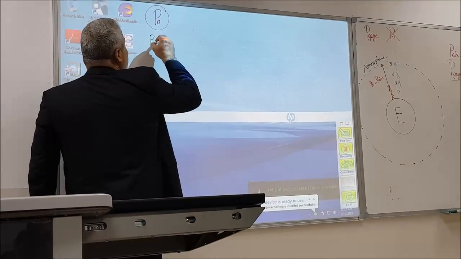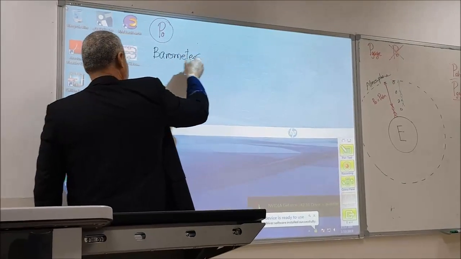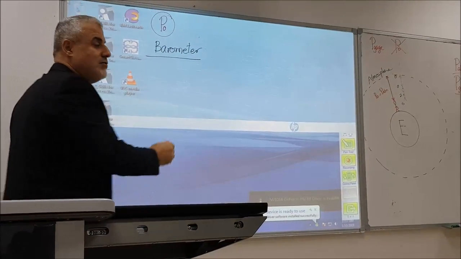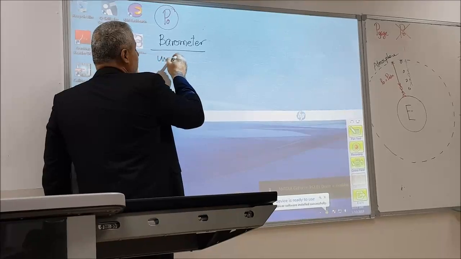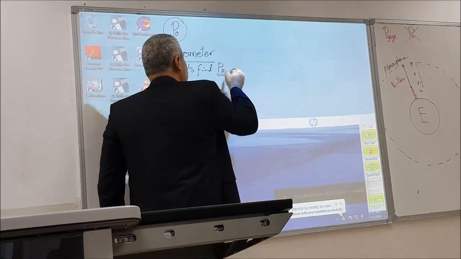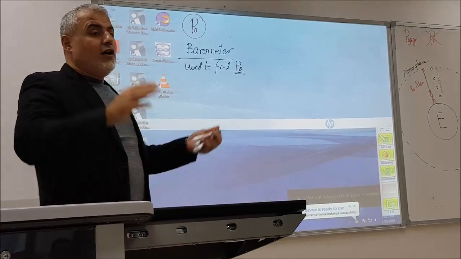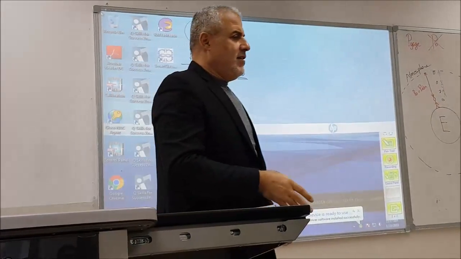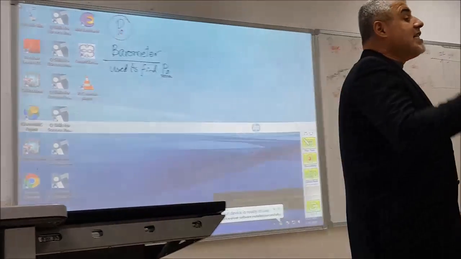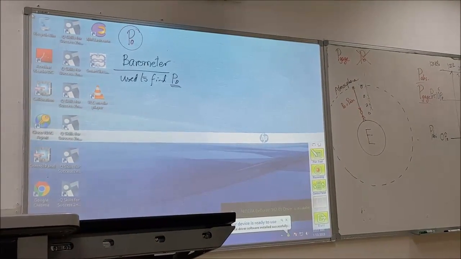Okay, let me explain this for you. We have a barometer. Barometer is a device used to find or measure P naught, which is the atmospheric pressure. What is the idea of this device? This device was invented 600 years ago. It's a very simple device.